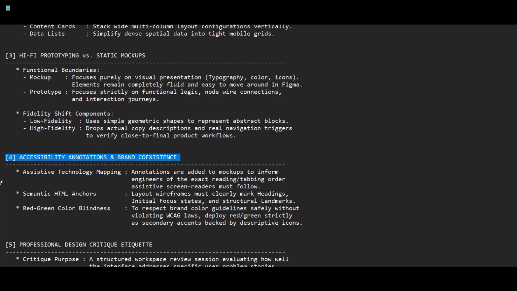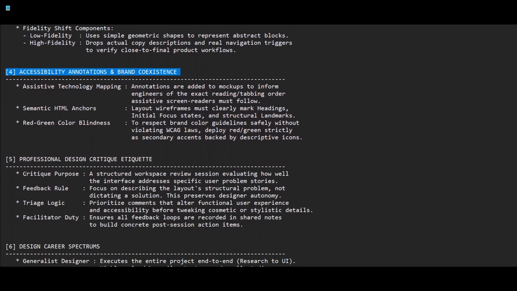Okay, that's the thing. The fourth topic was accessibility annotations and brand color coexistence. First thing, assistive technology mapping: annotations are added to mockups to inform engineers of the exact reading and tabbing order the assistive screen readers must follow. And then the semantic HTML anchors: they lay out the wireframes and must clearly mark headings, initial focus states and structural landmarks.